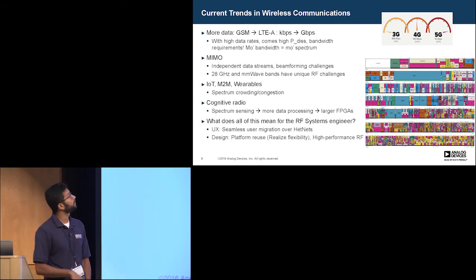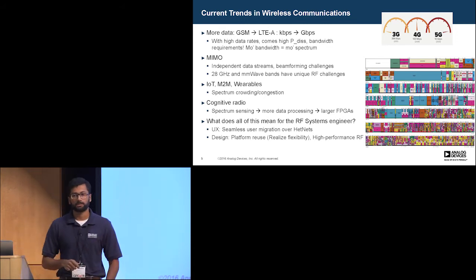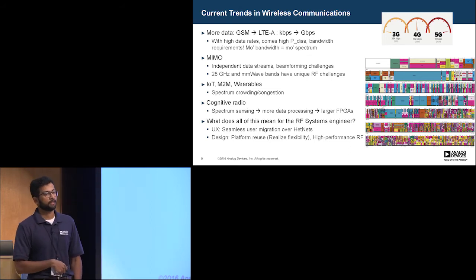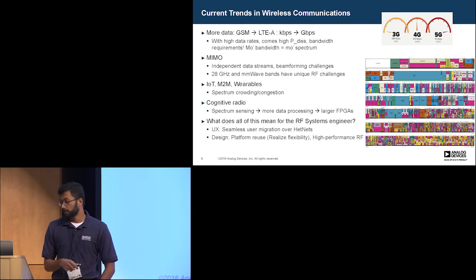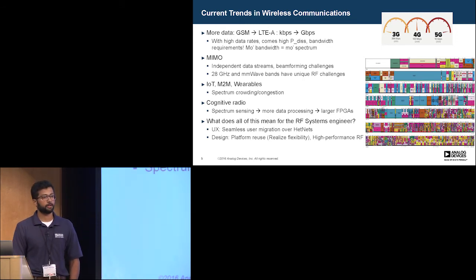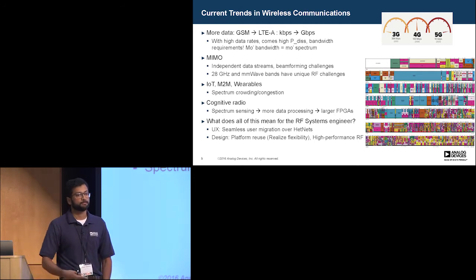With the Internet of Things and machine-to-machine communications, you end up having a lot of spectrum congestion, and that means you need some form of cognitive radio. That's where we're all logically headed, which means spectrum sensing, which also means more FPGA processing.